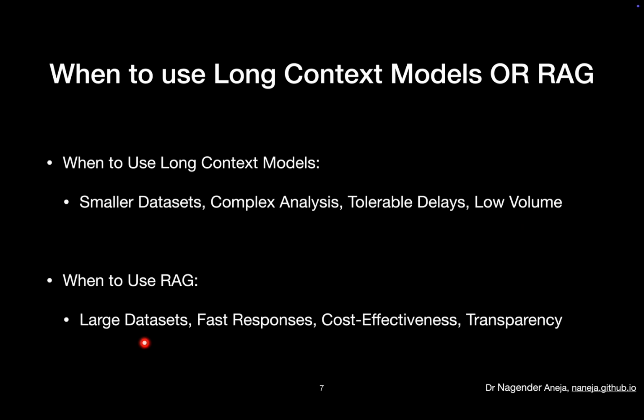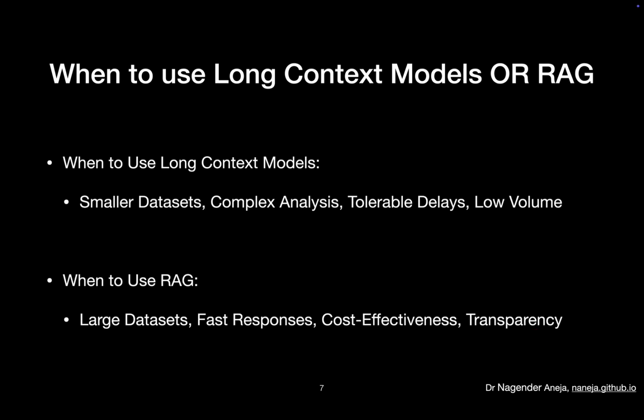When to use RAG? When your data set is large, so it's costly, or sometimes it cannot be passed to the large language model. Then we want fast responses, especially for customer care. If you want your company's answers to the customer to be based on our documents, then we need fast responses, and for that we should use RAG instead of the long context model. Then we are cost effective. We don't want cost to be increased unnecessarily.